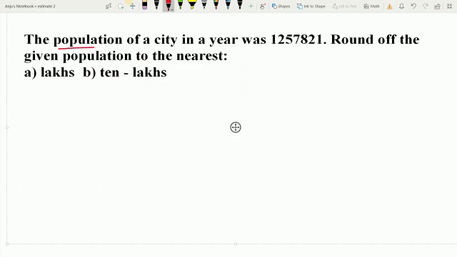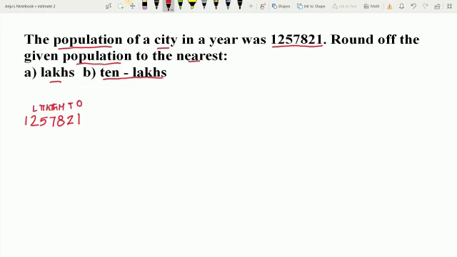So let us start. The population of a city in a year was 12,57,821. Round off the given population to the nearest lakhs and 10 lakhs. So student, what is given in this question? Here we have given the population of a city which is 12,57,821 and we have to estimate this population nearest lakhs and then 10 lakhs. So firstly we write the places on the top: ones, tens, 100, 1000, 10,000, lakhs, 10 lakhs.